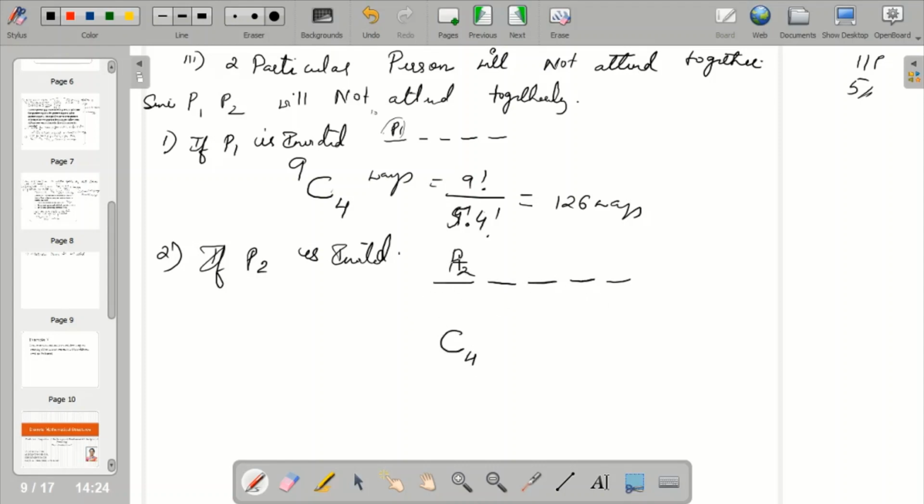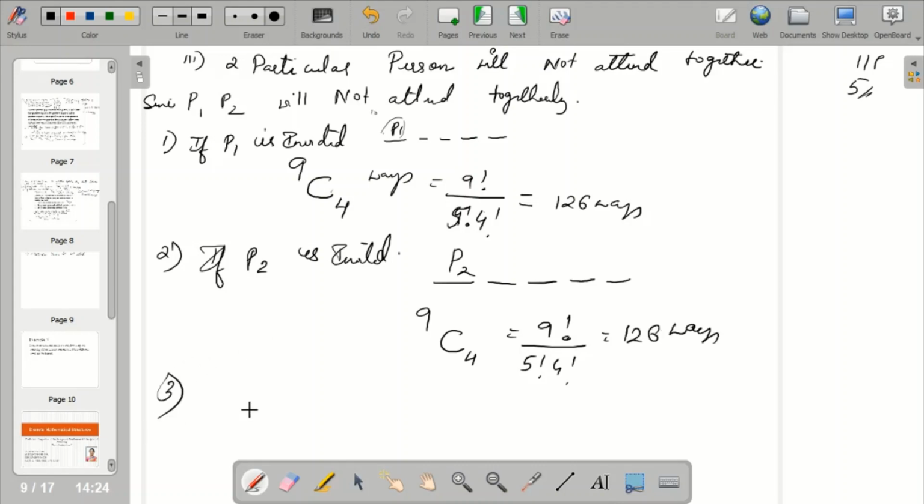Here P2 is invited. So 11 minus 1 position is occupied. So 10. If this person attends, P1 will not attend. So it is 9C4 again. So it is 9 factorial divided by 9 minus 4 is 5 factorial into 4 factorial. So this also will give you 126 ways.